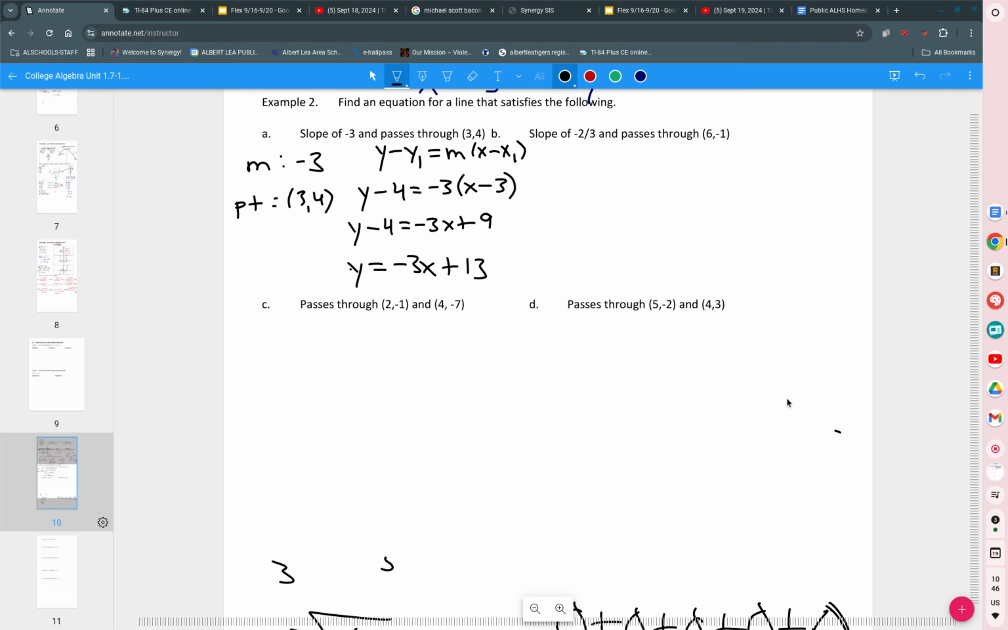Nice. You go ahead, try letter B on your own. Write an equation for a line. Use your point-slope.